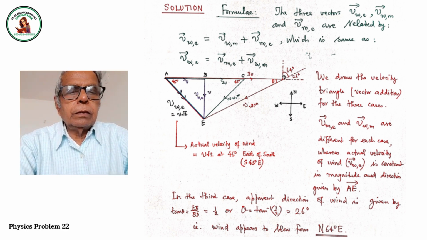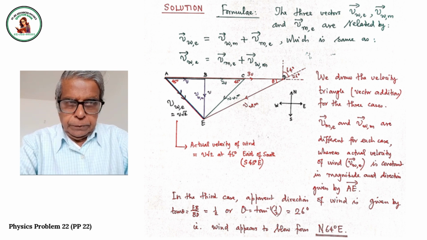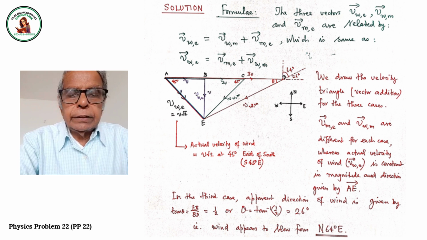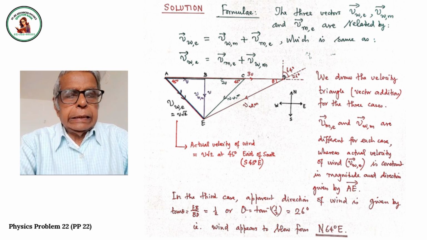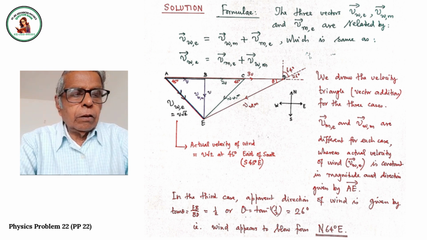The basic vector relationship that we have used in this relative velocity problem is: velocity of wind relative to earth equals velocity of man relative to earth plus velocity of wind relative to man. It's a vector relationship that we have used. This vector relationship for the three cases is drawn in the same diagram.